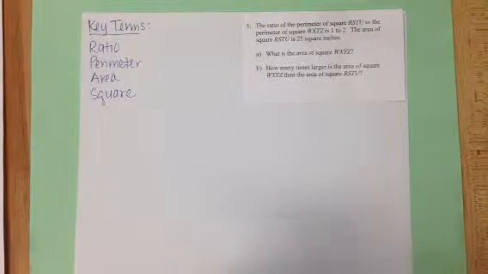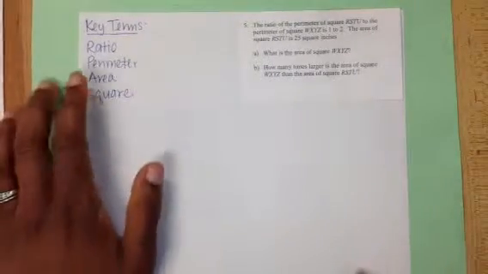Okay, so we're going to do problem number 5 from benchmark G.2.5. The problem states the ratio of the perimeter of square RSTU to the perimeter of square WXYZ is 1 to 2. The area of square RSTU is 25 square inches. Part A, what is the area of square WXYZ? Part B, how many times larger is the area of square WXYZ than the area of square RSTU?